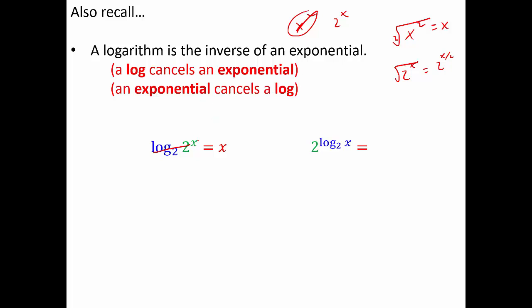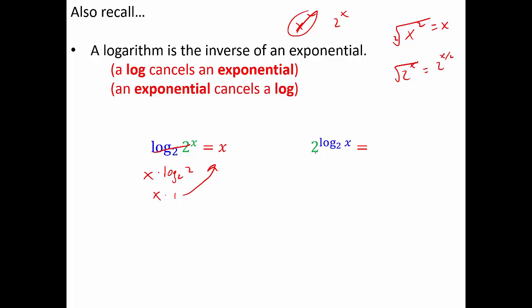That statement could also be done a slightly different way. Recognizing log properties allows me to bring the x to the front, and then I have x times log base 2 of 2. And of course log base 2 of 2 is 1, and 1 times x is x. But in general, we just say log base 2 of 2 cancels the 2 and it leaves the x.